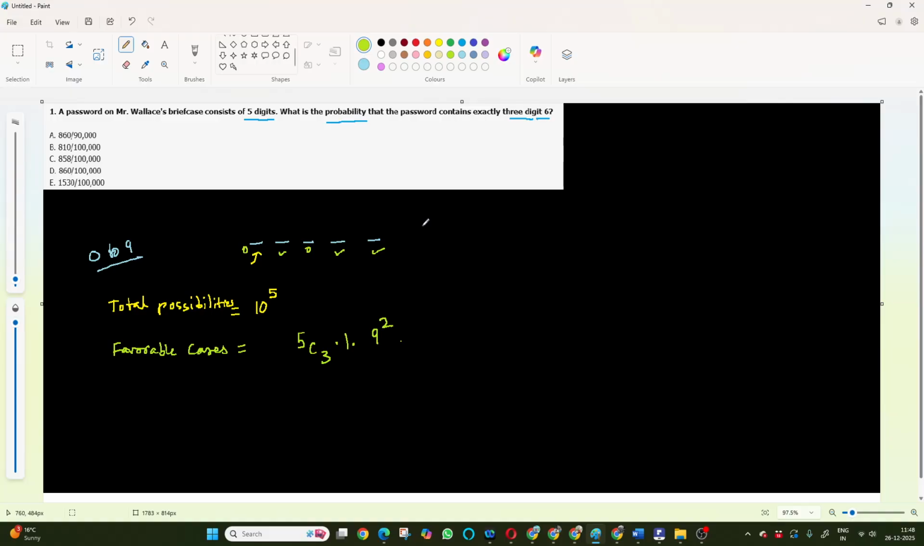Okay. Now when you work this out, 5C3 is 10, 10 into 1 into 9 to the power 2, which is 81. So 10 multiplied by 81 is 810.